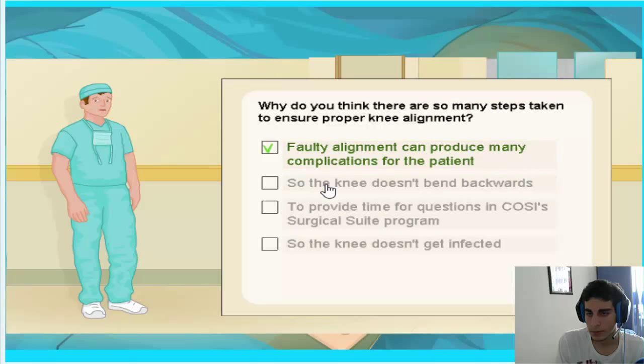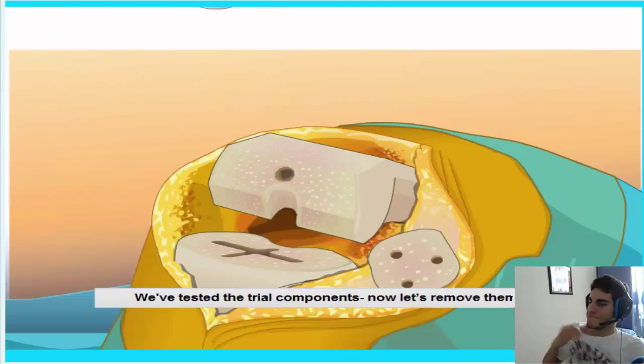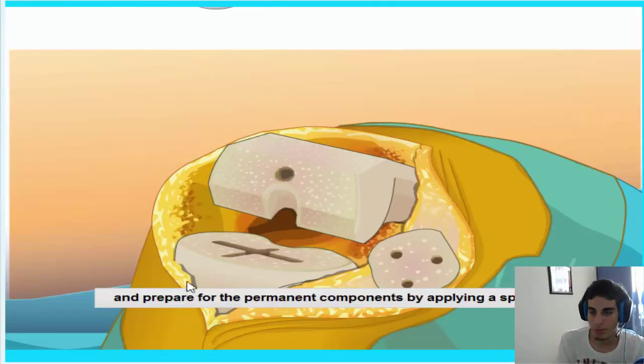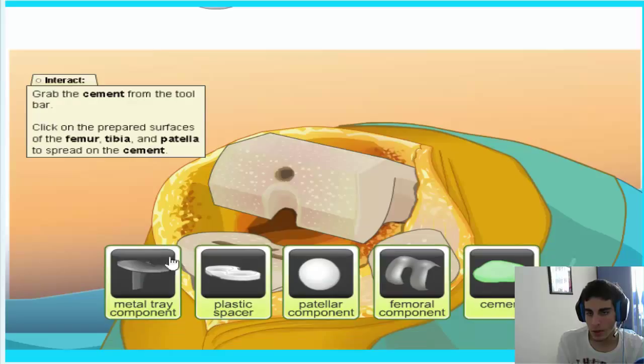Why do you think there are so many steps taken to assure prosthetic trial components? Now let's remove them and prepare for the permanent components by applying a special cement compound that binds metal and plastic to bone. A scrub technician has mixed up a batch of cement for you to use.